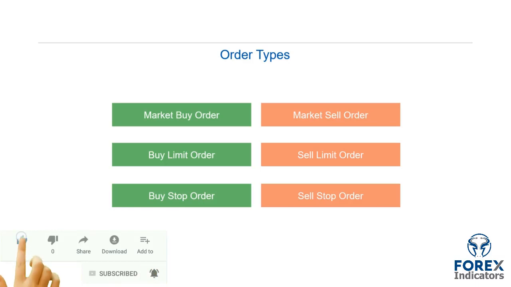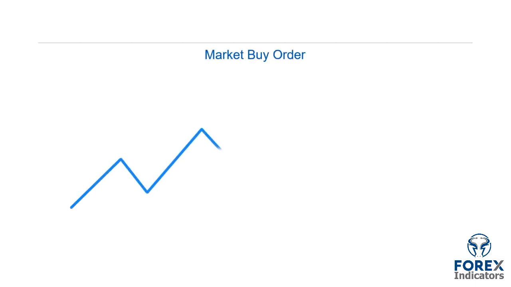Generally, I find that most people have a very good understanding of market buy and sell orders, but they get quite confused when it comes to a buy limit, buy stop, or a sell stop order. Let's take a look at each one in more detail. Let's first take a look at market orders.